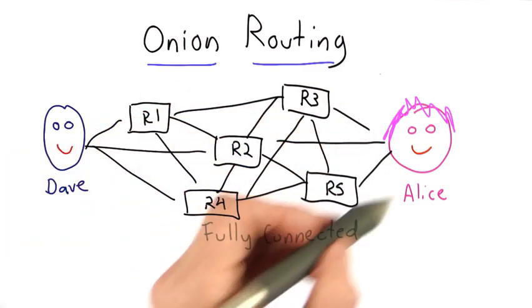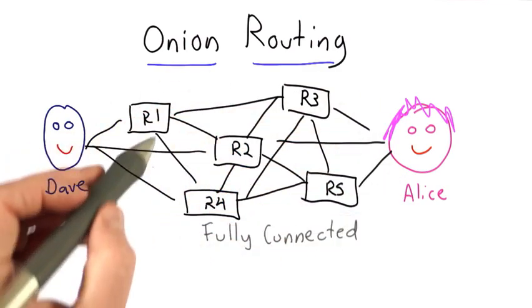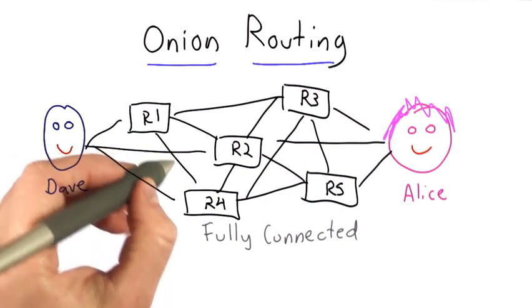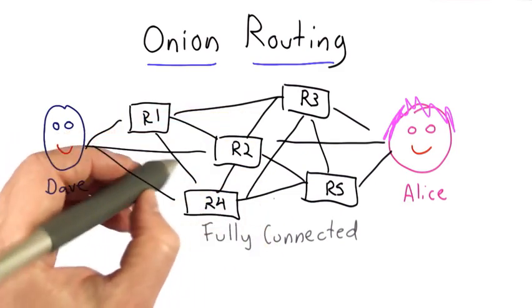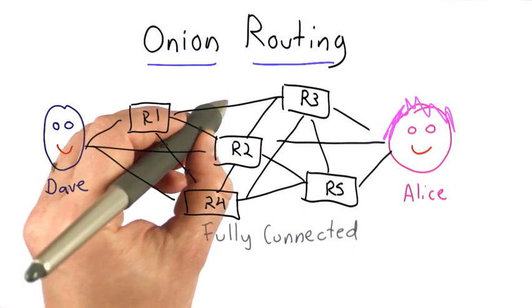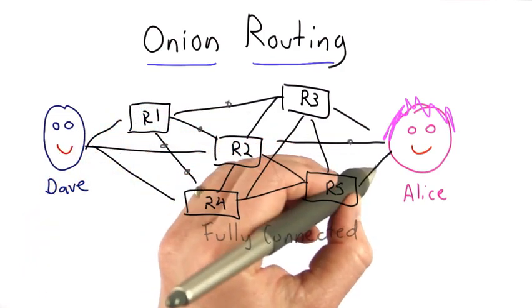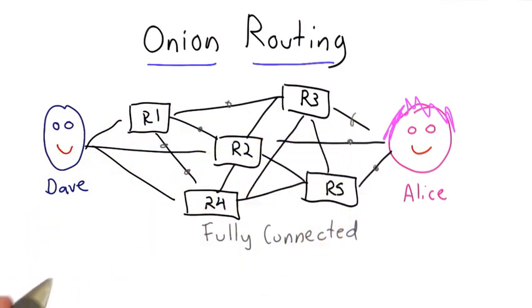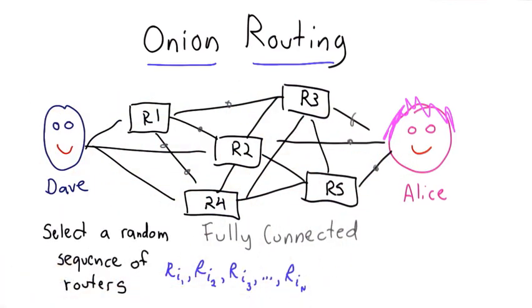And we don't need to have a physically fully connected network. There could be other nodes in between these. We're assuming we have secure channels between each of the routers. And we could set up those channels using TLS. So we have these secure channels between all of the routers and between all the participants, including myself and Alice. So we'll select some random sequence of the routers. Each of these I values is one of the values that identifies a router. And I'm going to send a message into this network.